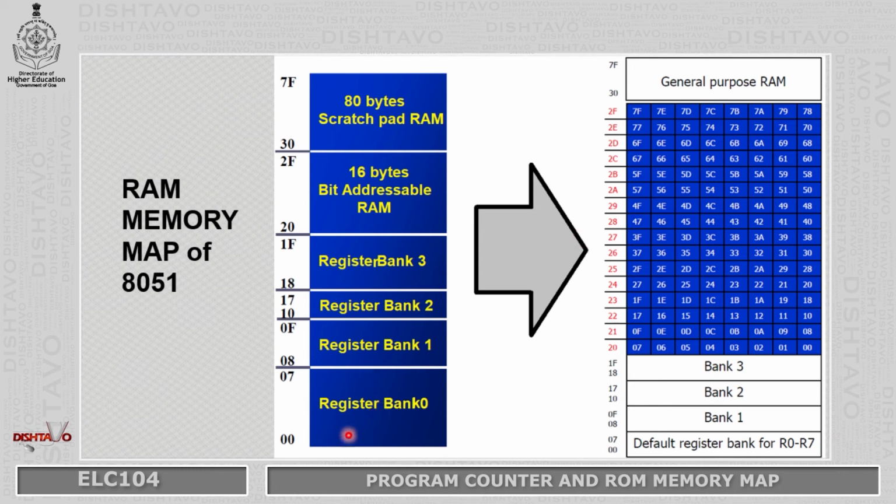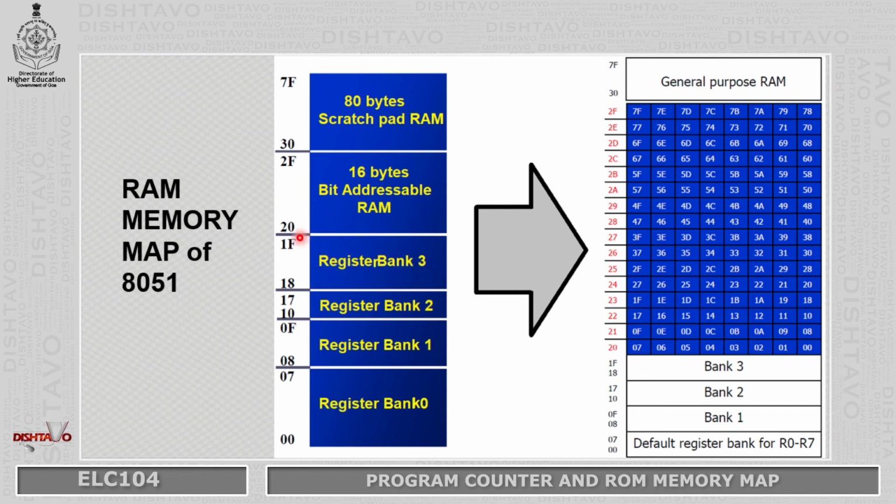Here, the total RAM memory of 8051 extends right from 00 to 7F, that is 128 bytes. These 128 bytes are divided into different segments of memory. Here we can see from 00 to 1F, the memory is divided into 4 register banks, and each register bank is going to have 8 registers. So 00 to 07 is register bank 0, 08 to 0F is register bank 1, 10 to 17 is register bank 2, and 18 to 1F is register bank 3.